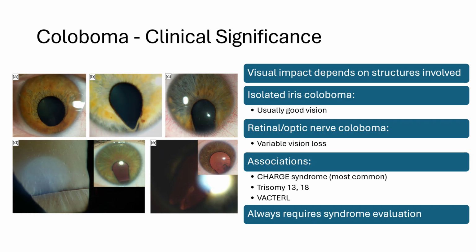This association pattern means every infant with a coloboma requires comprehensive syndrome evaluation. The eyes often provide the first clue to a broader developmental disorder. Even isolated appearing colobomas warrant genetic consultation and careful systemic evaluation, as subtle features of associated syndromes may become more apparent with age.